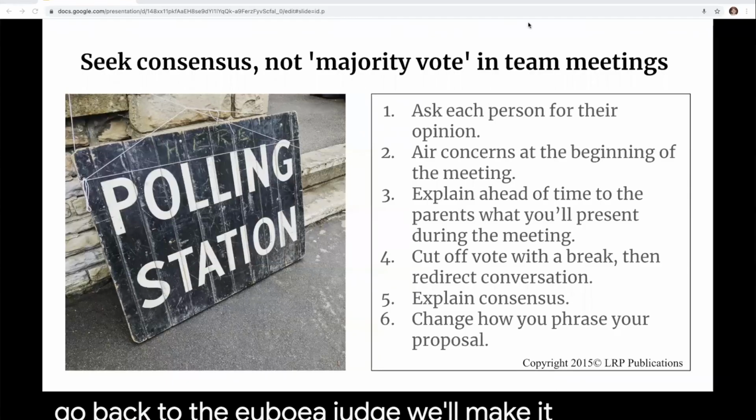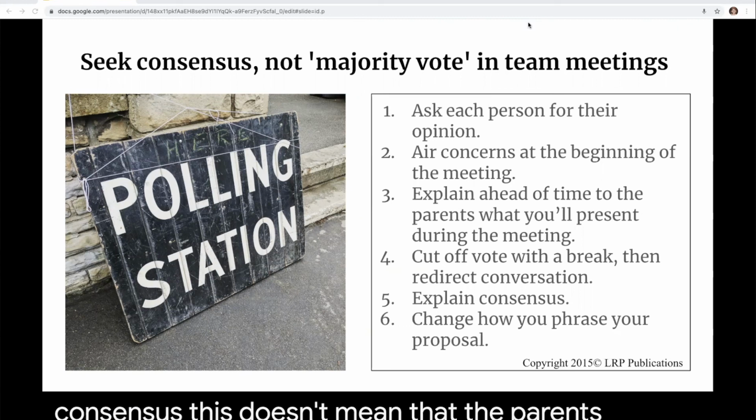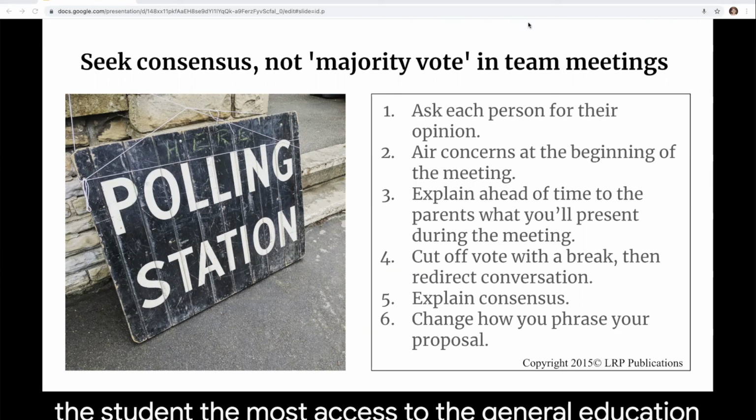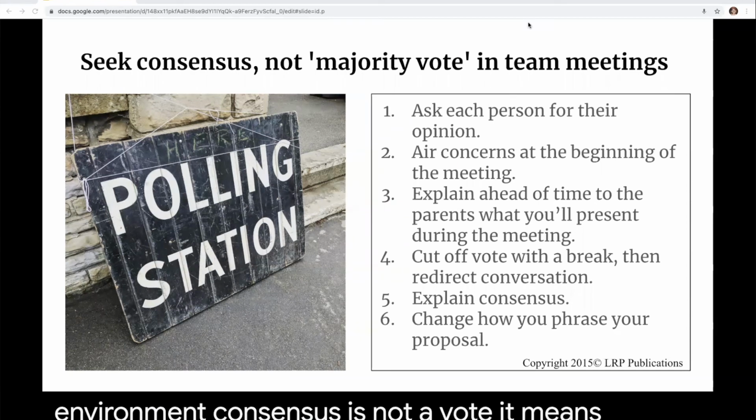When making decisions during an ARC meeting, teams must come to a consensus. This doesn't mean that the parents or the school gets their way, but rather the ARC team agrees that the program drafted during the meeting allows the student the most access to the general education curriculum in the student's least restrictive environment. Consensus is not a vote. It means everyone agrees to the terms set by the meeting.